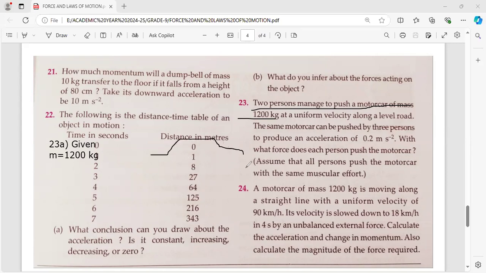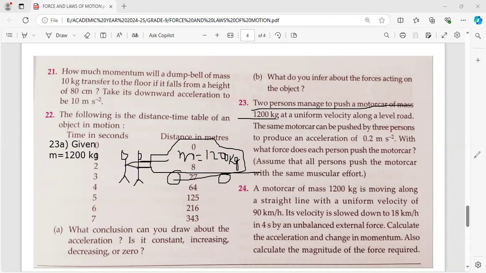Let us consider this is a motor car. And what is the mass of the motor car? Mass is given as m is equal to 1200 kg. I'm just writing the given values and trying to draw the diagram also. So let us consider two persons. These two persons are trying to push the car.